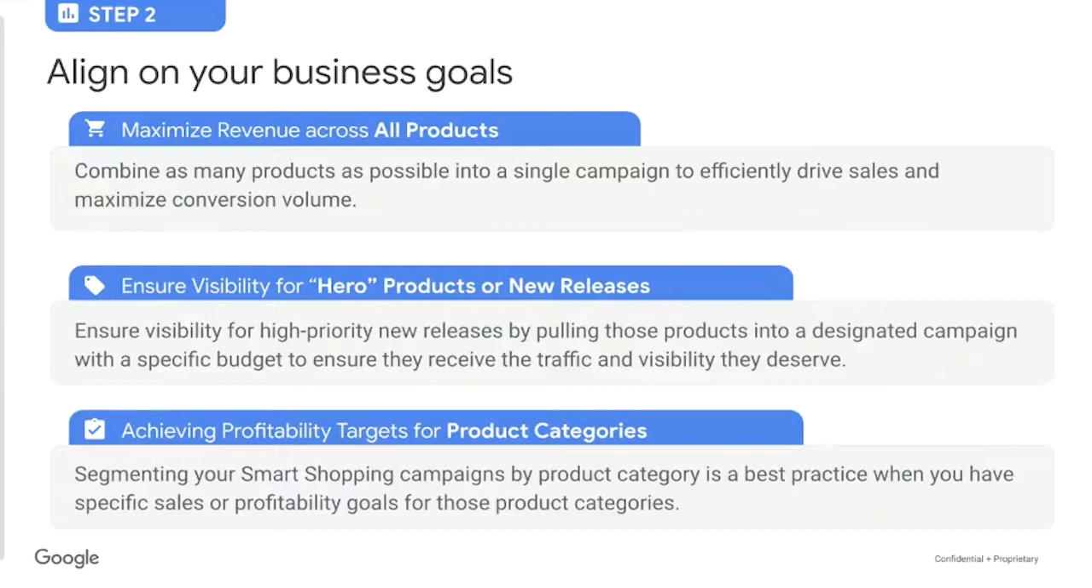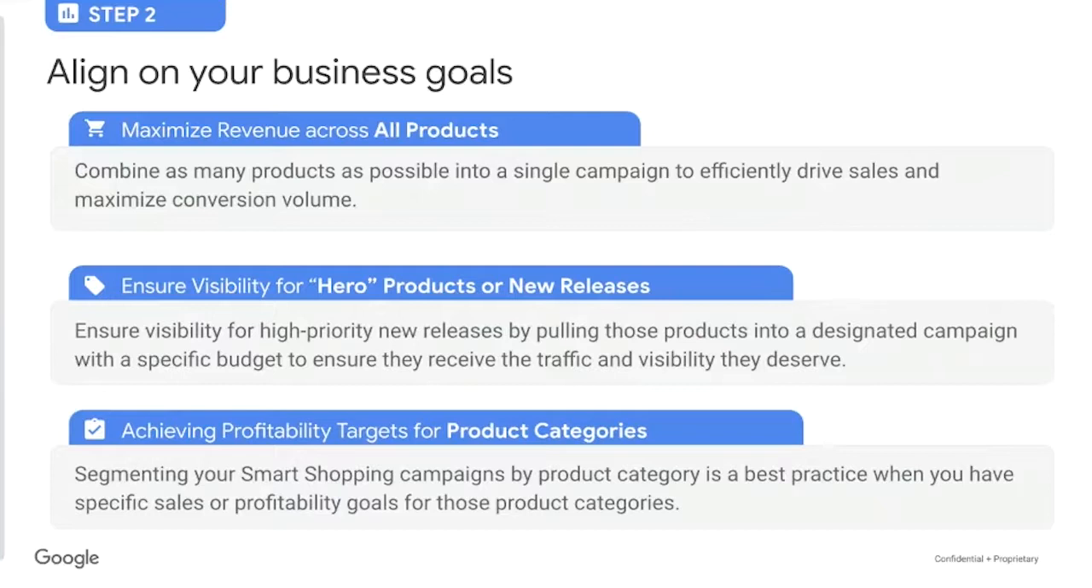Firstly, ask yourself, do your products have hugely different sales targets or profitability goals? If not, we recommend combining as many products as possible into a single campaign. This is a good way to efficiently drive sales, maximize conversion volume, and simplify your campaign management.